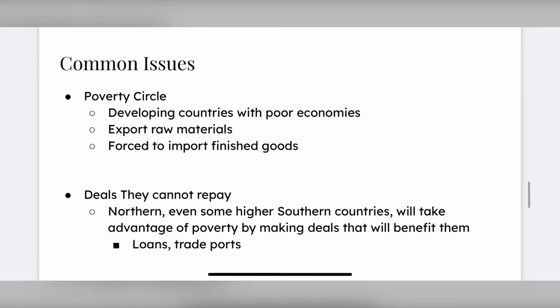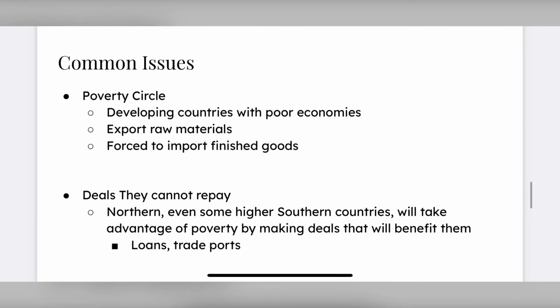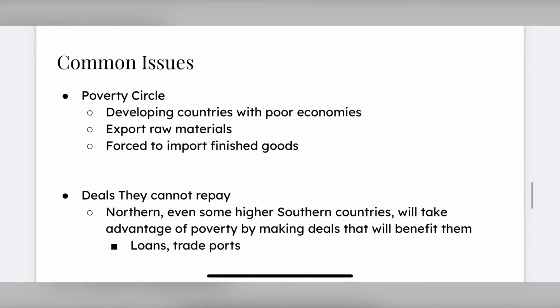There are many issues that the global south faces that often are caused by the global north. One of these issues is a poverty circle. To be in a poverty circle means that you are in a loop of poverty that is often inescapable. So each generation will be poor because of things like poor schooling, bad hospitals, just the country having a poor economy in general.